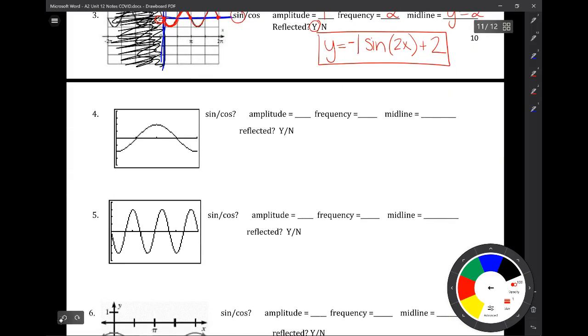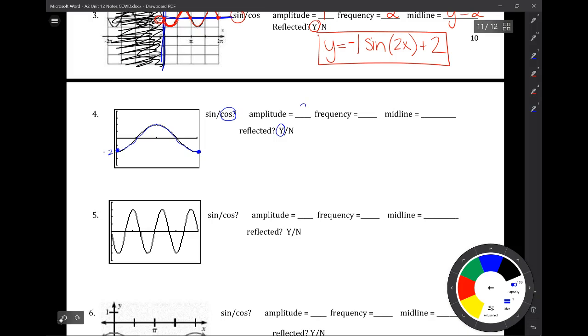All right, let's try number 4. Number 4, switch my color again. Number 4 appears to start below the x-axis. Then I work my way up and hit a maximum point, and then I work my way back down and end under the midline, or under the x-axis. If I am starting below at -2, that is going to be a cosine curve, but reflected, because it starts at a negative value, so that means it would have a negative coefficient.